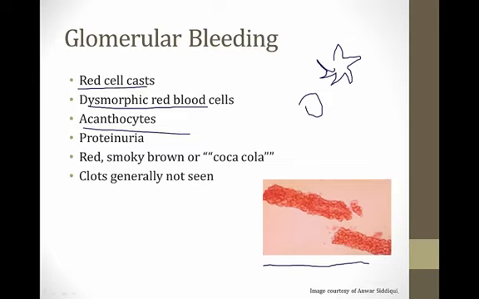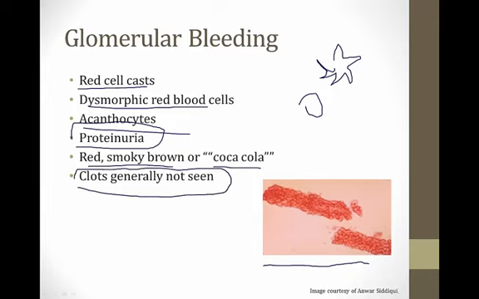And then in addition to the red cell findings, people with glomerular bleeding often have proteinuria. They can describe their urine as having a red, smoky brown color or Coca-Cola color. And importantly, clots are generally not seen. People who have clots in their urine have heavy bleeding. That's usually from the bladder. It's usually seen with kidney stones or bladder tumors.